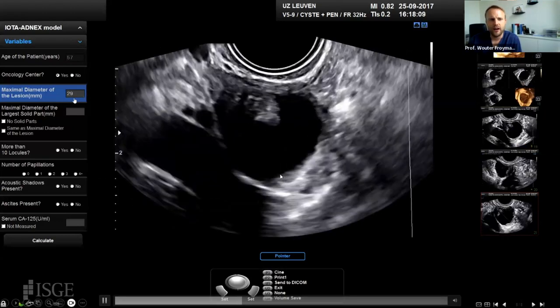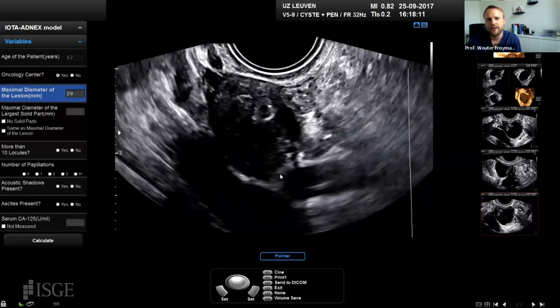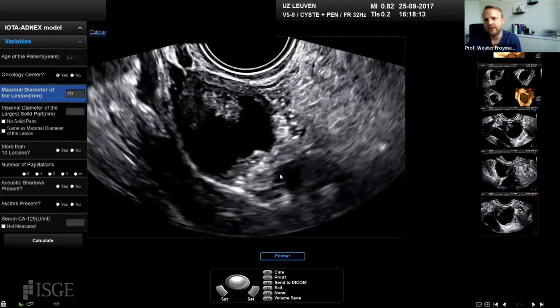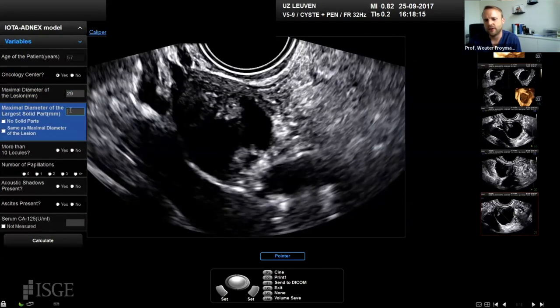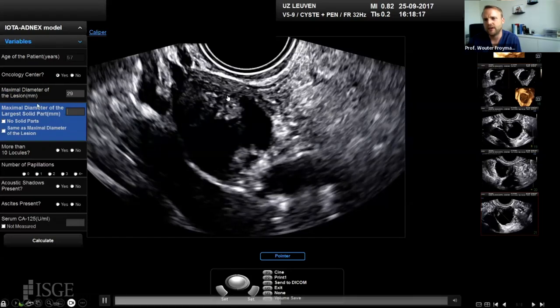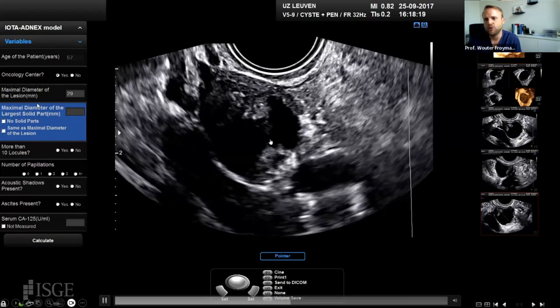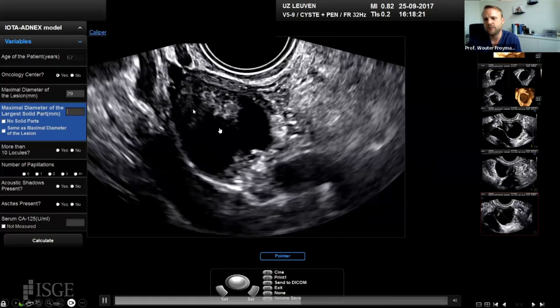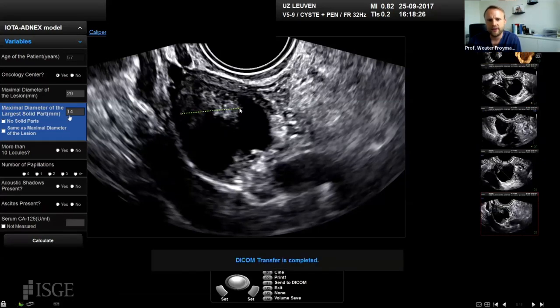So first, the largest dimension of the mass, and second, the largest dimension of the largest solid component. So you see here, there's solid tissue. There are in fact 2 papillations in this tumor. And here we measure the largest diameter of the largest solid component. So this is the second measurement.